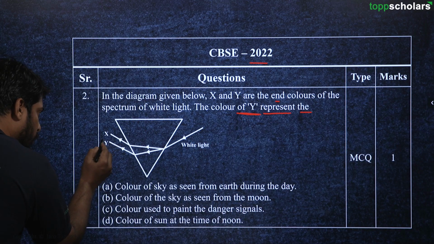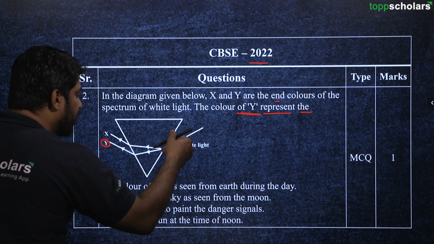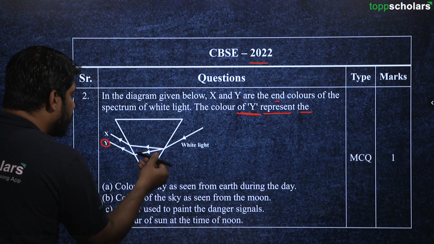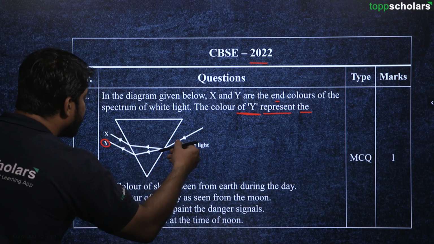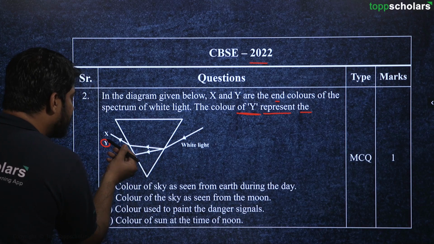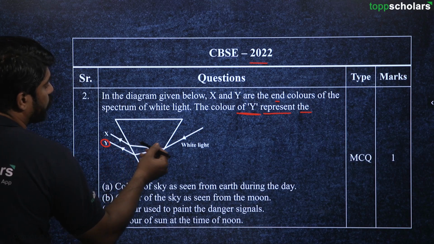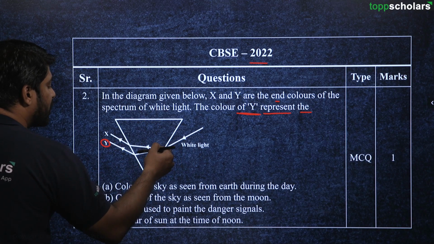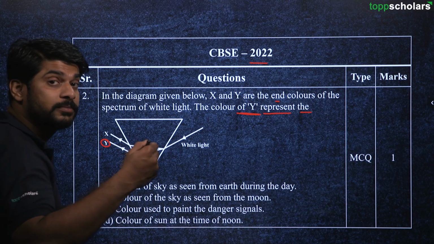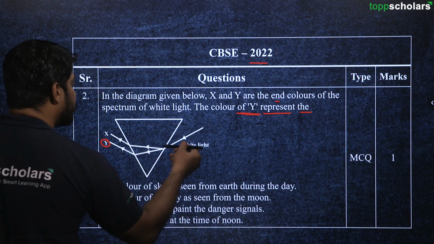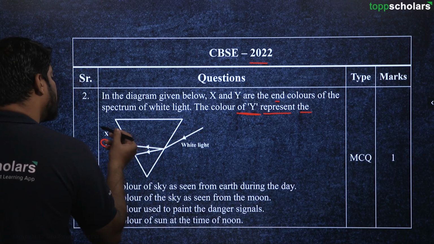So Y is over here. As you can see, white light is entering into the prism and it gets split into two colors. One is Y and one is X. We can see here Y is least deviated, whereas X is most deviated. As we know, the color that is least deviated is the color with longer wavelength, and the color which is most deviated is the color with shorter wavelength.